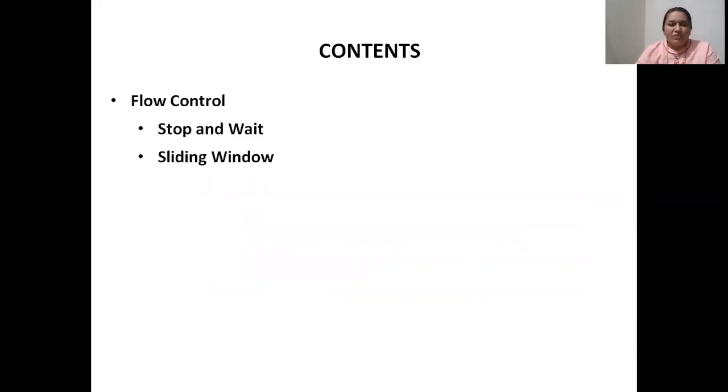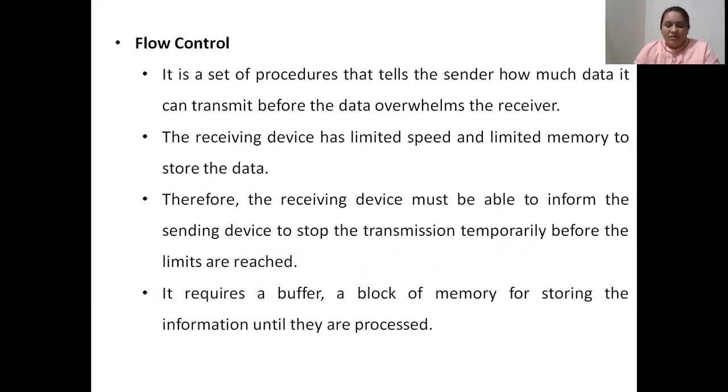We'll be learning two methods of flow control provided in the data link layer. The first one is stop and wait, and the second one is sliding window. Let us understand the meaning of flow control.